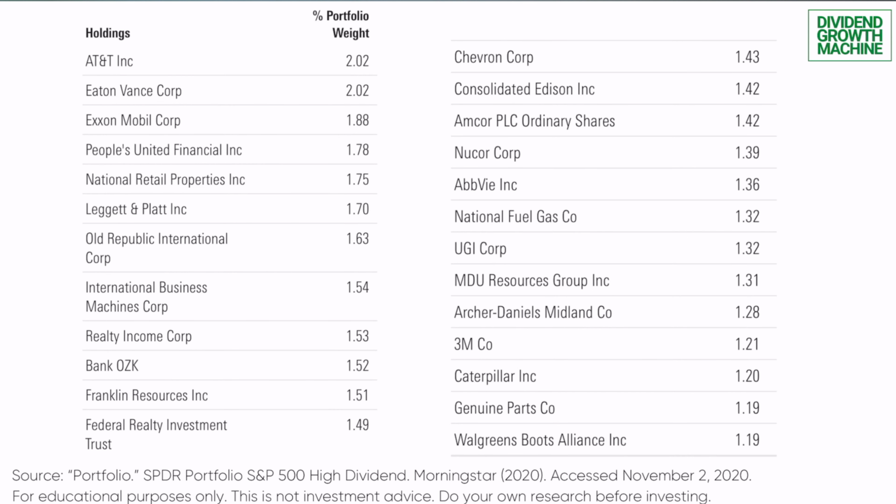Here is the list of stocks. So you can see that the number 1 weighting here is AT&T. There's an energy name like we talked about earlier. When you look at this list though, like there's Chevron, you get the sense that there are a lot of kind of old and heavily indebted stocks here.